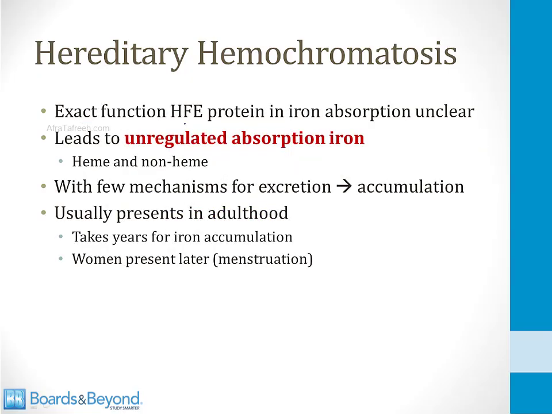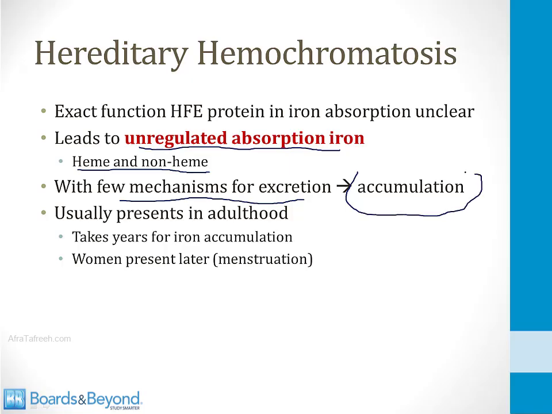The exact function of the HFE protein in iron absorption is unclear, but what we do know is that when you have a mutation, you develop unregulated iron absorption of both heme and non-heme iron. And as I told you before, there are few mechanisms for excretion of iron from the body, therefore you accumulate iron over the course of your life. The disease usually presents in adulthood because just like with Wilson's disease, it takes several years for the iron accumulation to develop into symptoms. And importantly, women who have hereditary hemochromatosis present later than men, and that's because they menstruate and therefore they lose some iron every month.